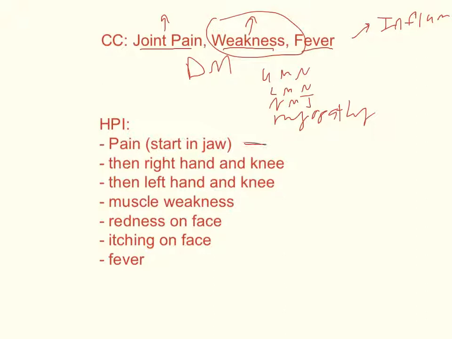Now also let's look at the history. So she had pain starting out, and then it moved. It started in her jaw, then moved to her right hand and knee, then it moved to her left hand and knee. And she also has muscle weakness, redness on her face. I think this is a key thing. Itching on her face, and fever.